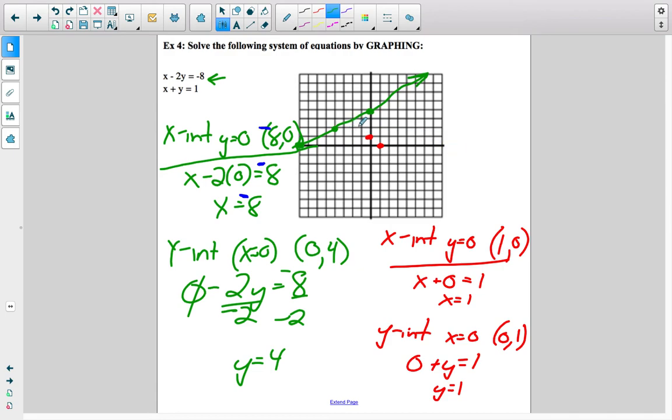And my second line, as I continue those dots from these first two, I realize that the slope is -1. So I can draw a line. The intersection's right here at (-2, 3).